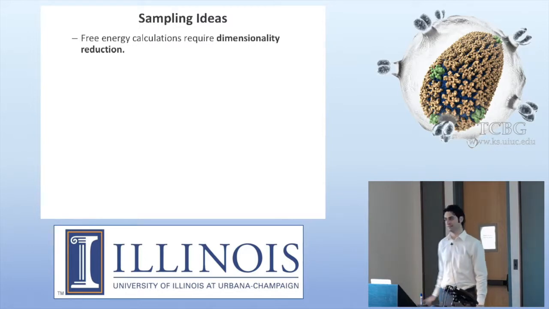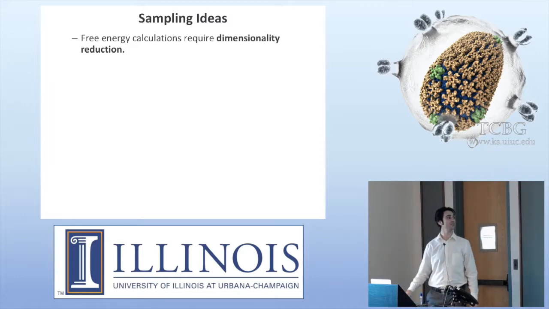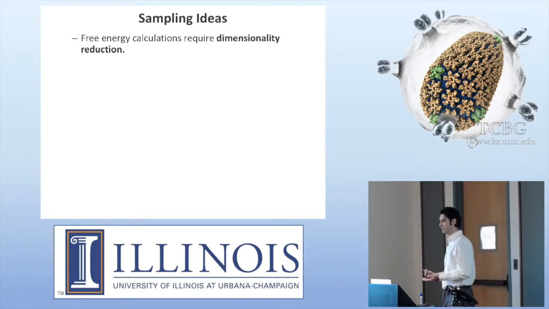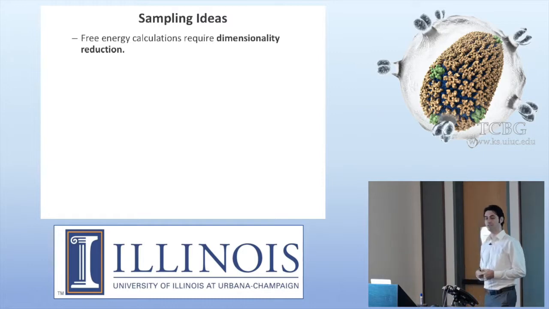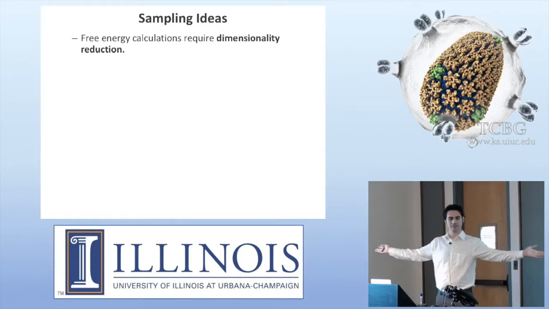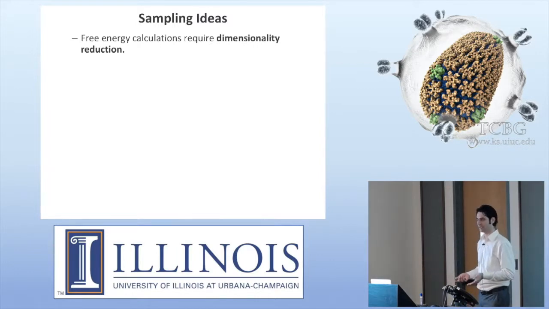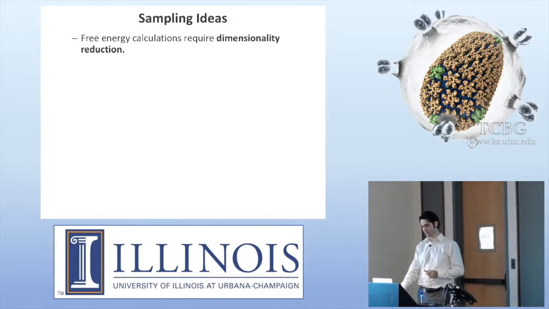So some ideas about the free energy calculations in general that kind of led me to this point. First of all, you need dimensionality reduction, because free energy is not meaningful if you don't do a dimensionality reduction. What does that mean? That means that instead of working with all the atomic coordinates, you want to work with some smaller number of variables, generalized variables, like collective variables.